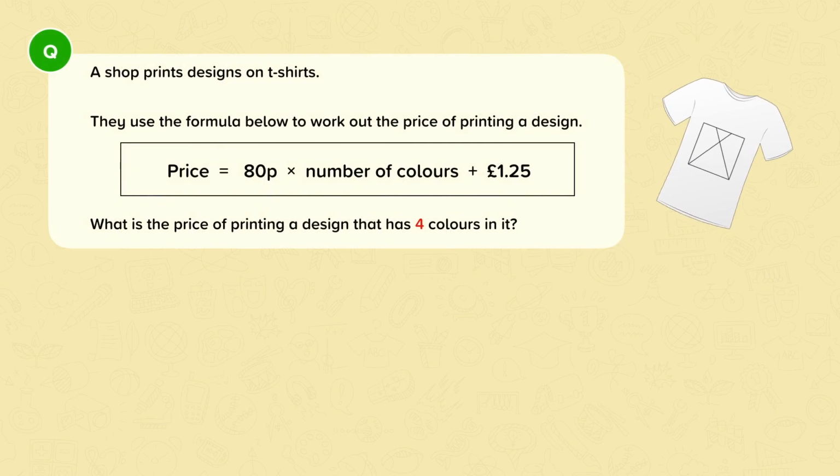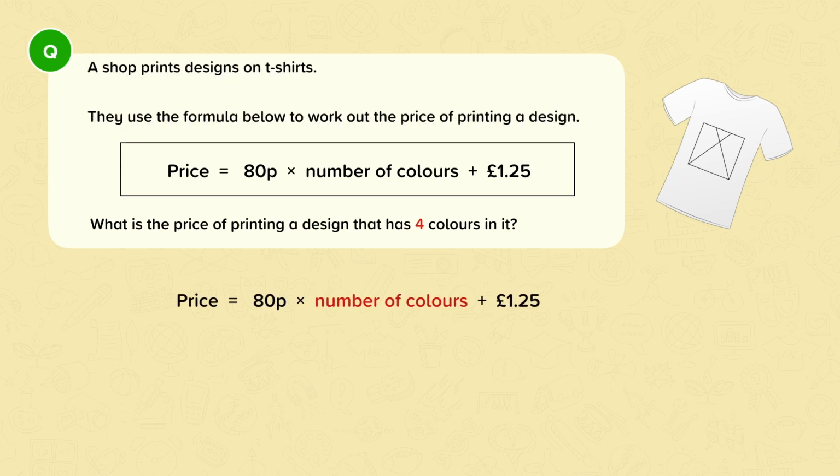A shop prints designs on t-shirts. They use the formula below to work out the price of a printing design. The price equals 80p times the number of colours plus £1.25. What is the price of a printing design that has 4 colours in it?